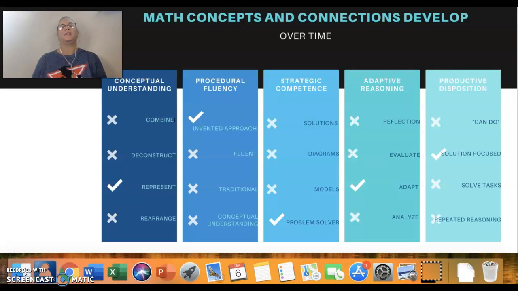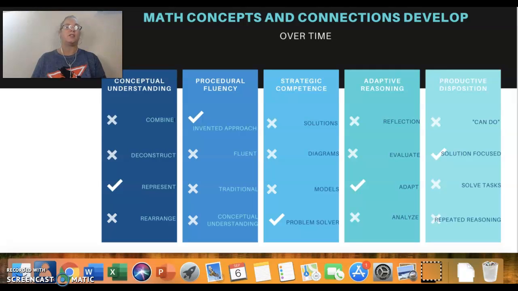Hello. I really felt like when I read the article that math concepts and the connections develop over time. And I felt like that was very evident in the article. So what I did was pick one aspect of each of the five strands to say that that was probably the most important out of each of the strands. And I'm not sure that I'm understanding them completely, but I'm really trying.